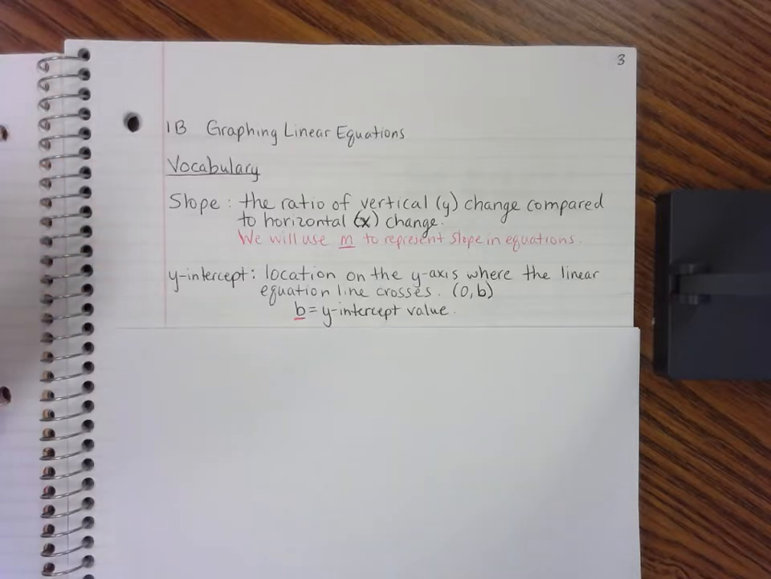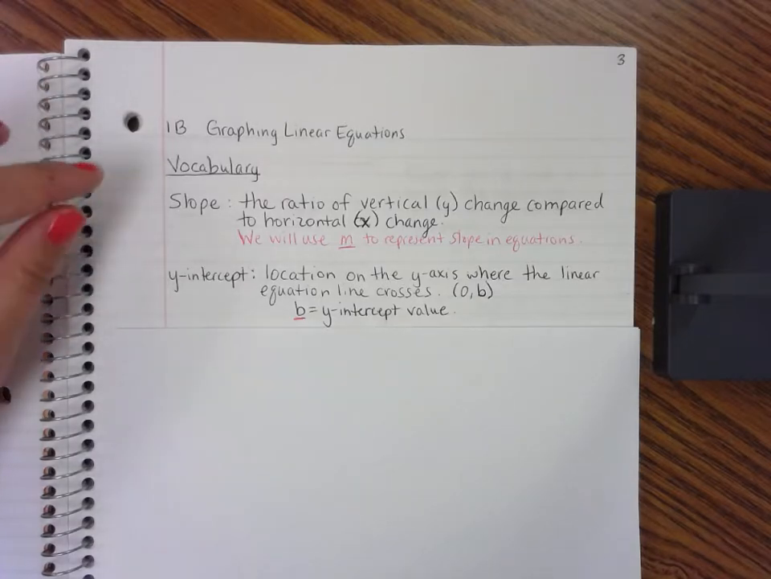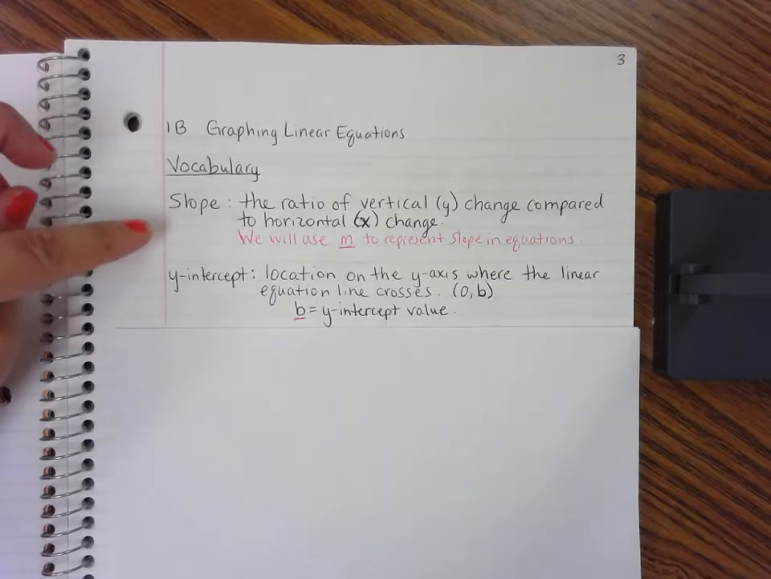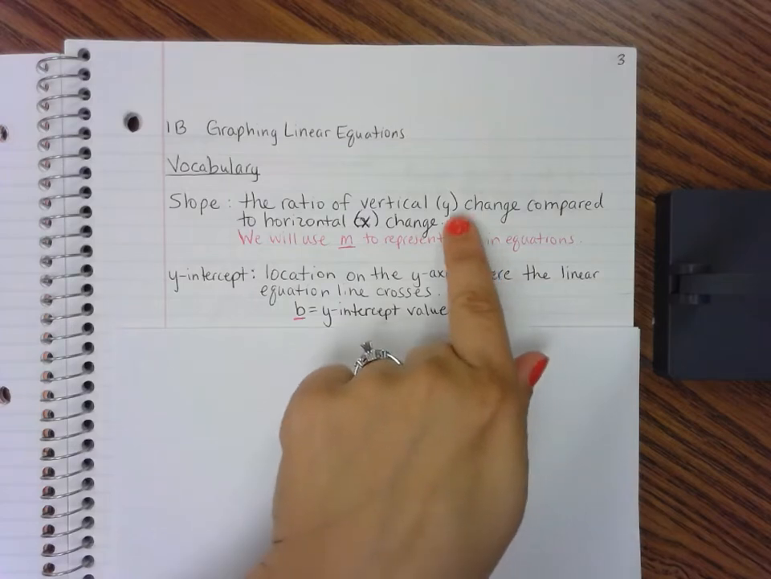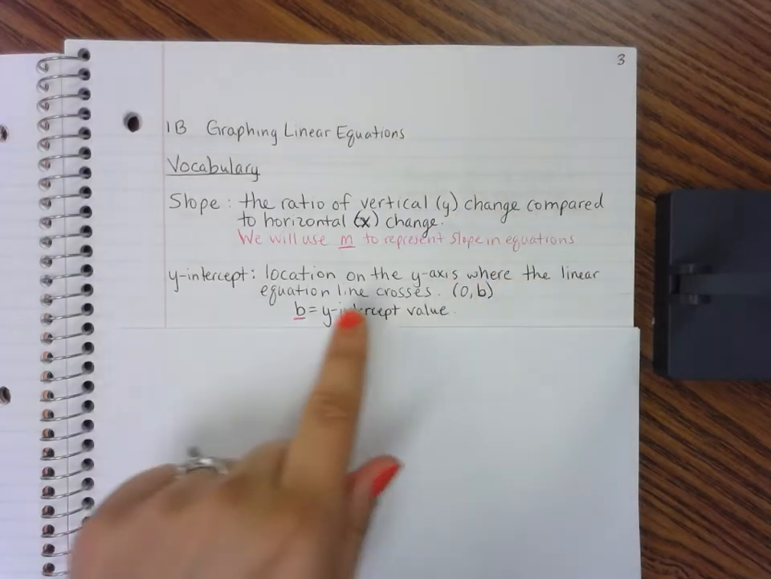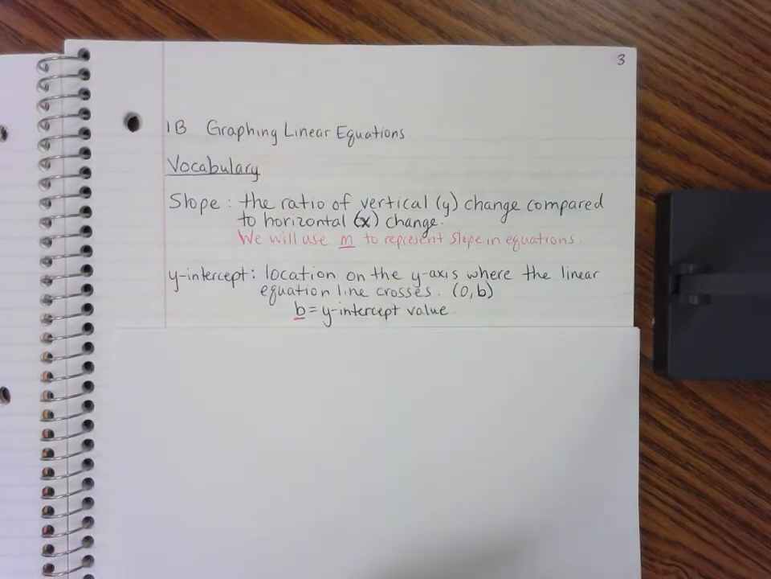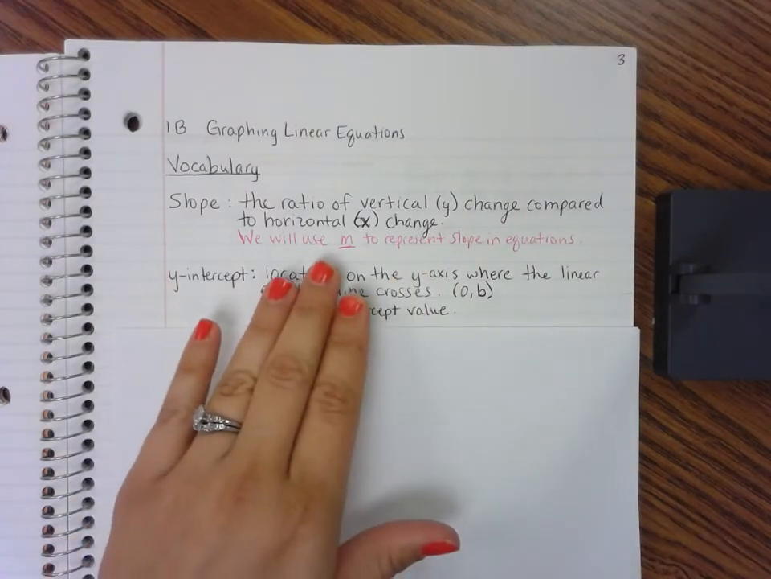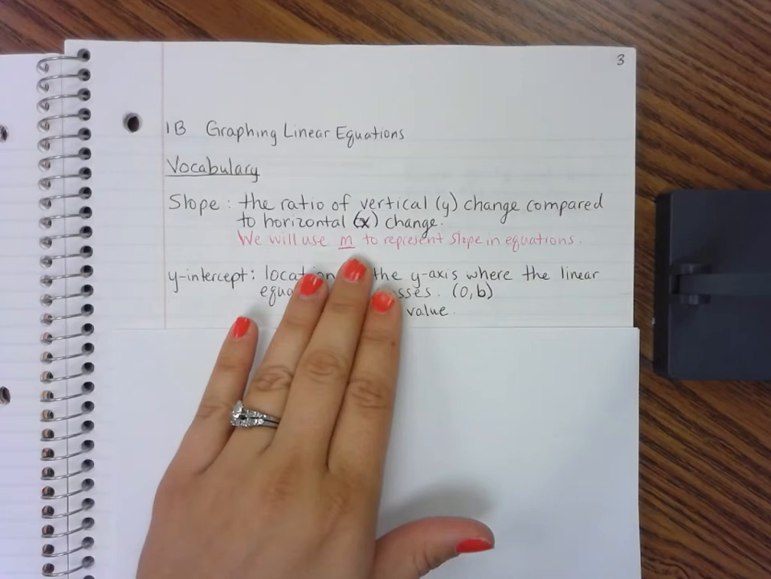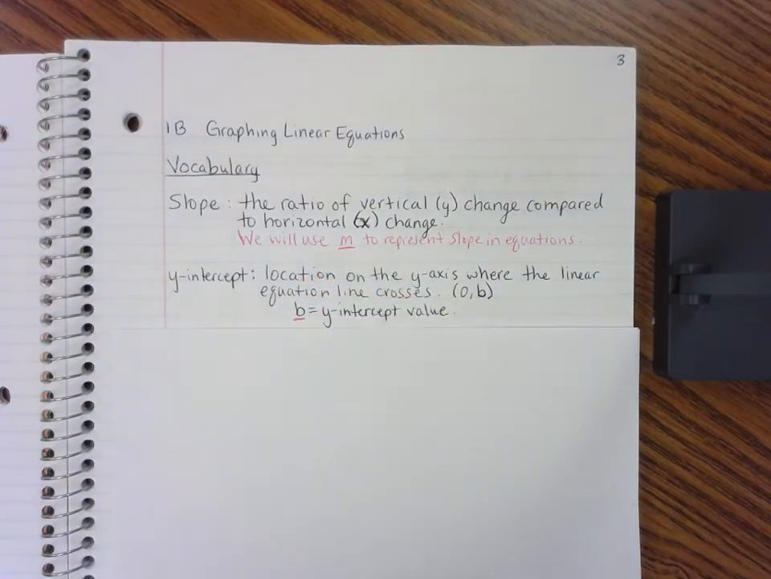Remember that you can pause at any time to take down notes or rewind if you need to go back over something. So the first vocabulary word we're going to look at today is slope: the ratio of the vertical change, which is y, compared to the horizontal change, which is x. In any equation that we see in slope-intercept form, we're going to use m to represent slope in our equations.